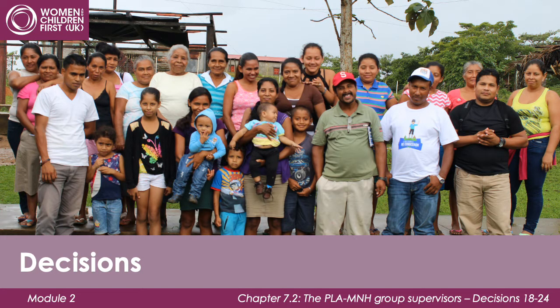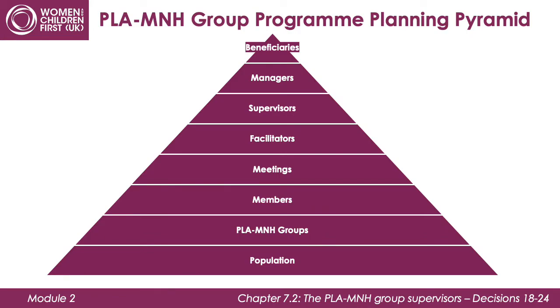So let's look first at the critical decisions that need to be made when planning the PLA-MNH group program supervisors. We call this the PLA-MNH group program planning pyramid. This pyramid offers a snapshot of the key components of a PLA-MNH group program. These 8 components have been extensively researched and refined over the last 20 years.